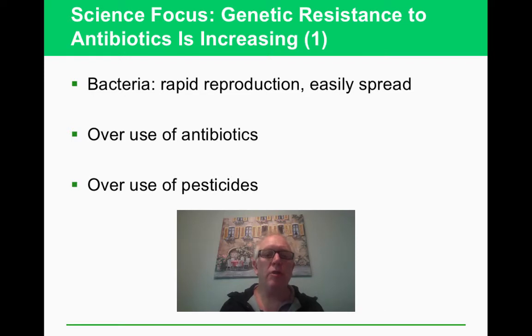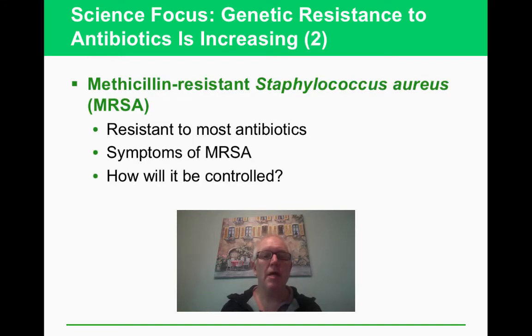Okay, so I've already talked about the use of antibiotics and pesticides and the problems with them. Natural selection, and this spreads the genetic resistance quickly and easily. And here's an example, a modern day example. This is a resistant strain that has been developed because of genetic resistance to the antibiotics.